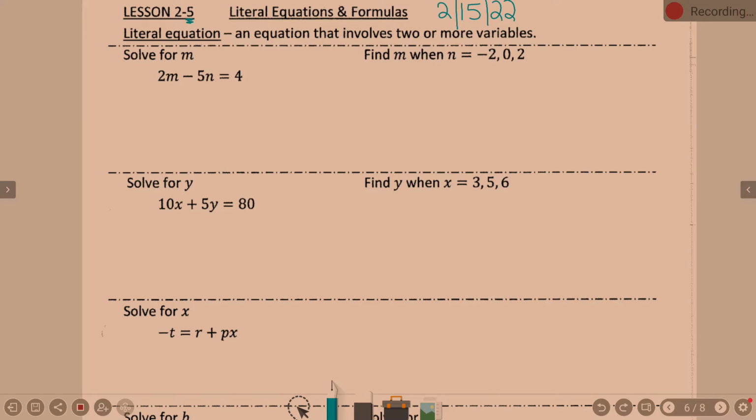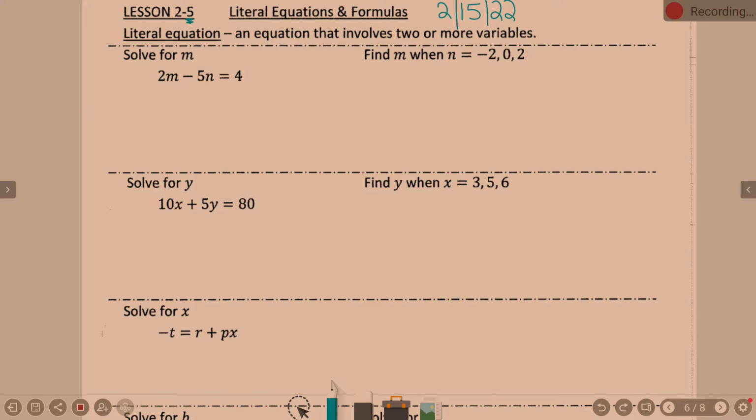By definition, a literal equation is just an equation that involves two or more variables. So instead of x's and numbers and being able to solve for x, your answer isn't going to be just numbers. So kind of like formulas. That's what we're working with today. We have two types of examples. At the top, we're going to talk about how we can solve this for m. And then once we've solved it for m, we're going to say, what do we get when we substitute in these different n values over here?